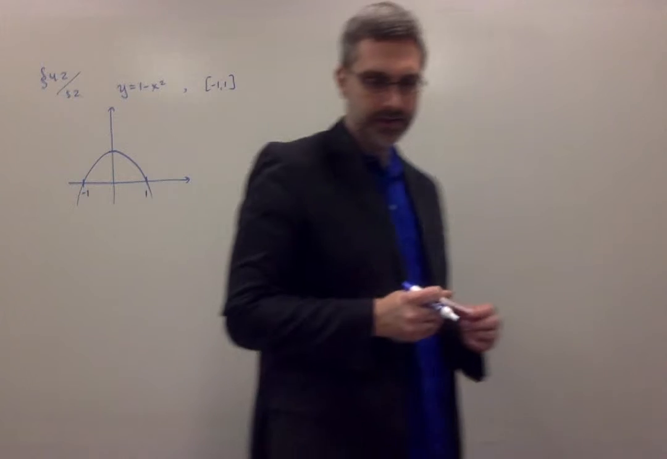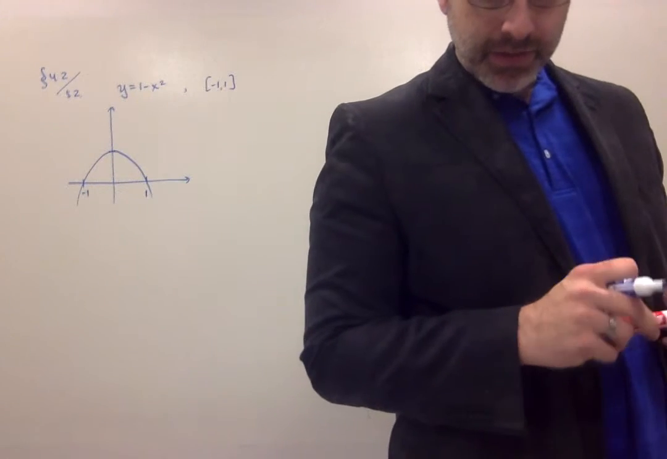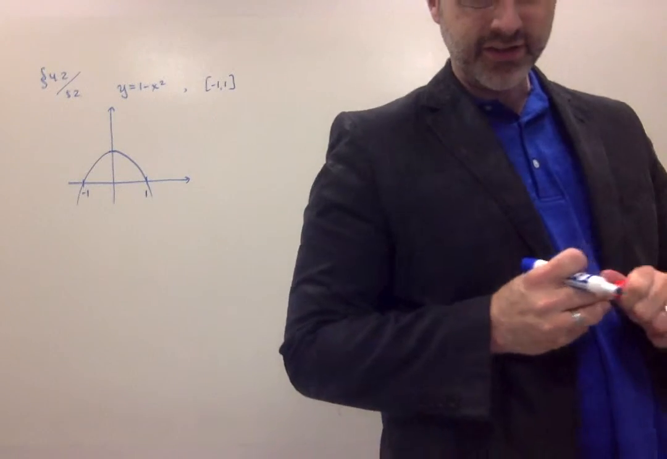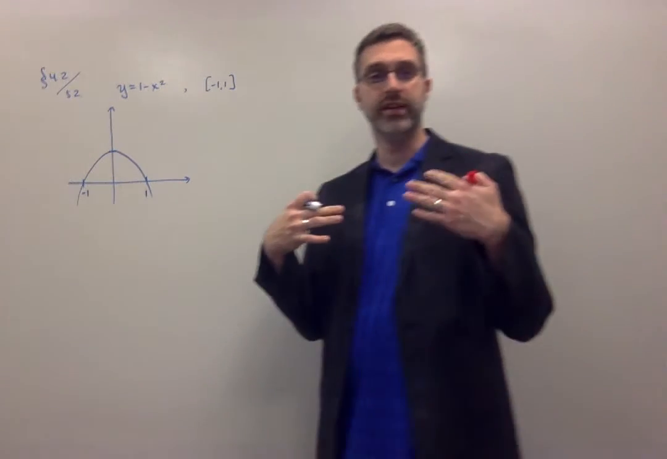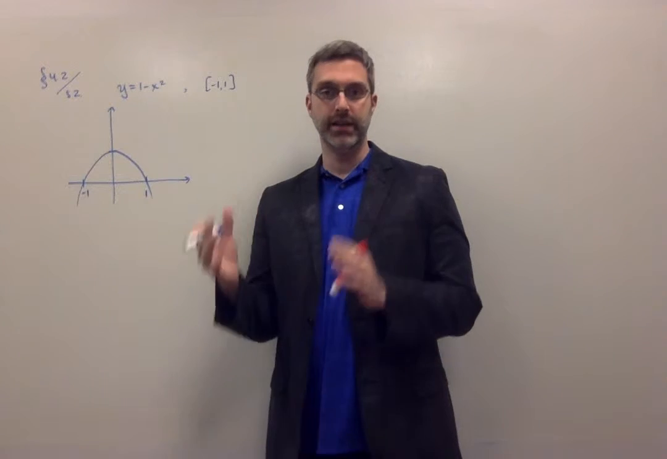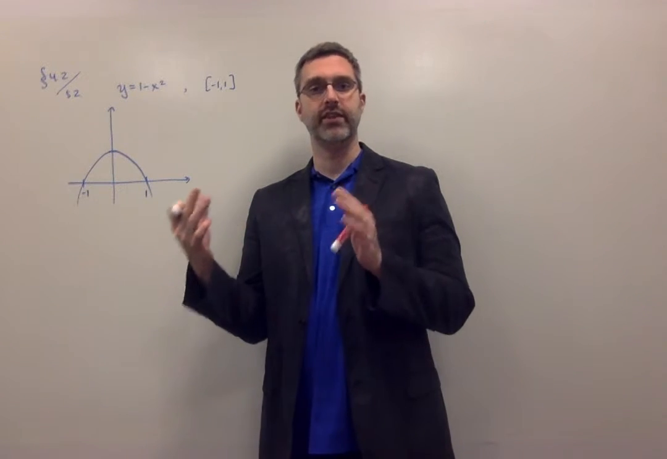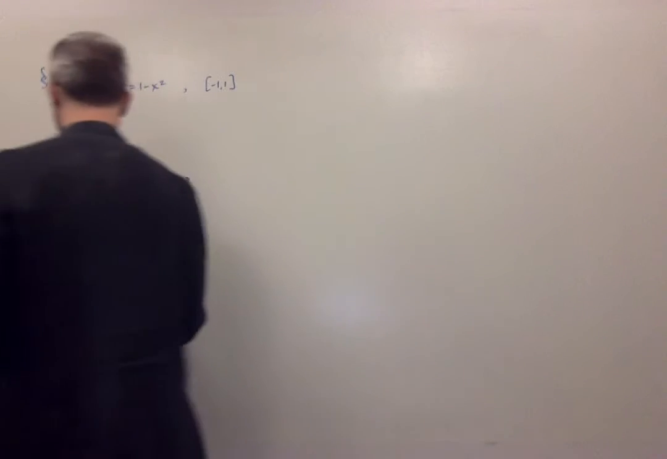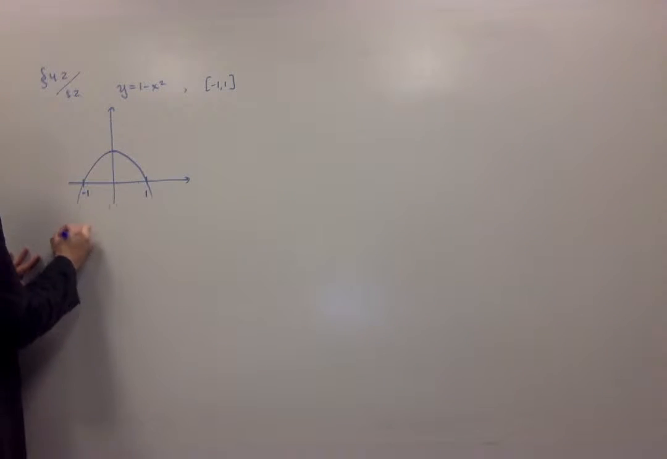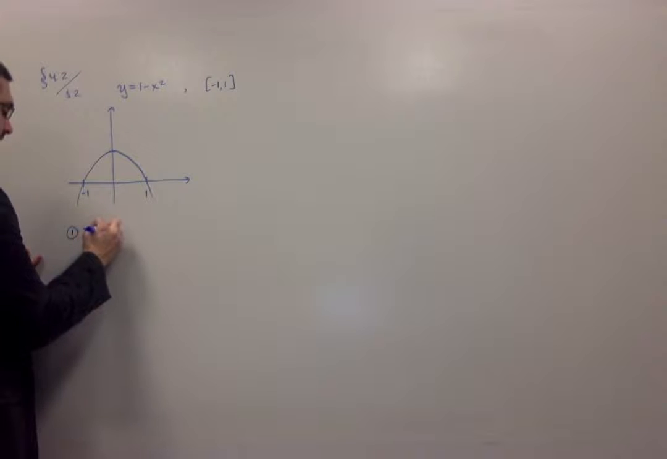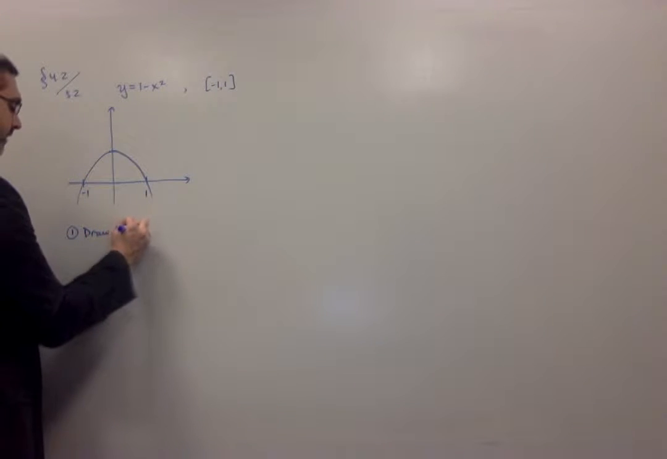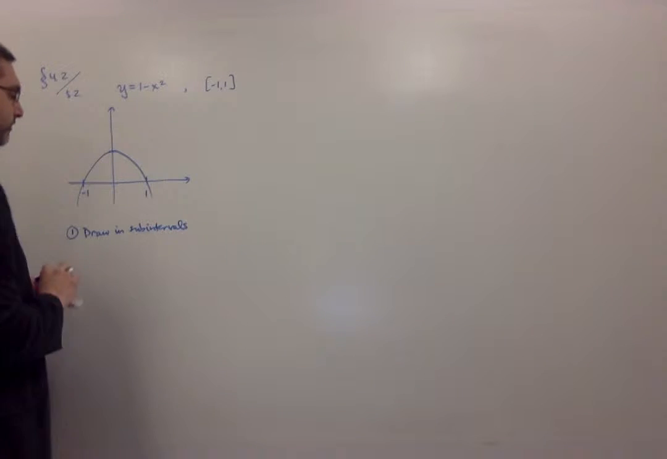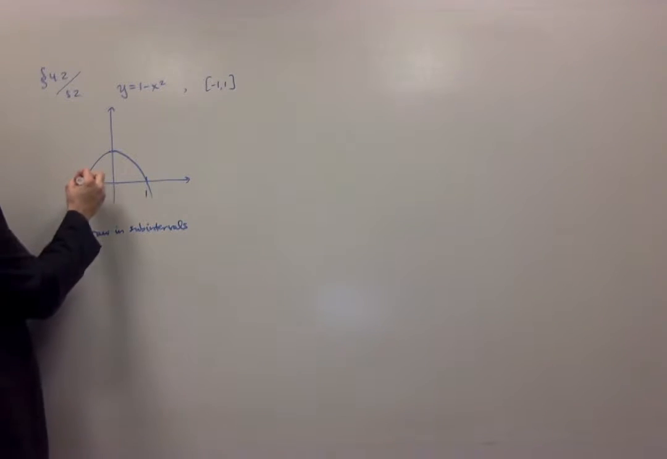So it says, use the limit process to find the area of the region between the graph of the function and the x-axis over the indicated interval. Okay, so when it says find area using a limiting process, or find area as the limit of rectangles, we have our standard 4 or 5 steps. The first thing that we're going to do is draw in the subintervals. We're going to cut up the interval into equal pieces. So we're going to do n intervals.